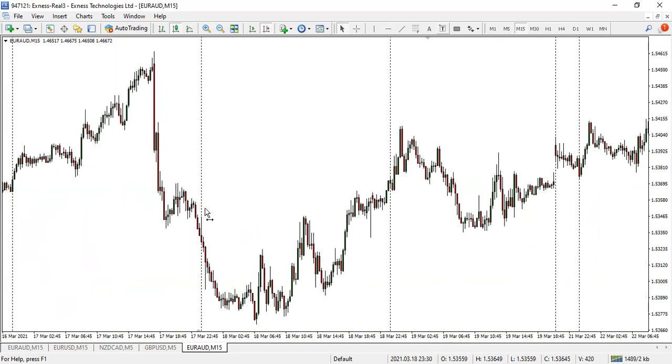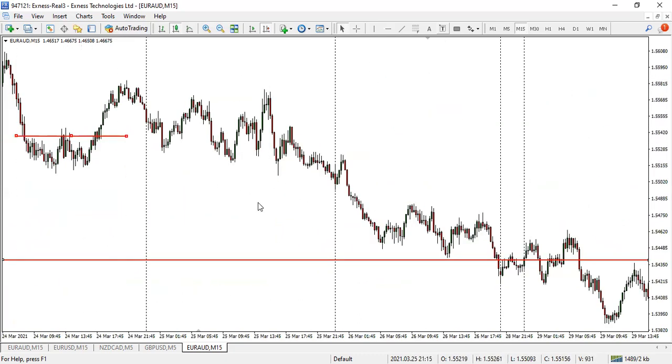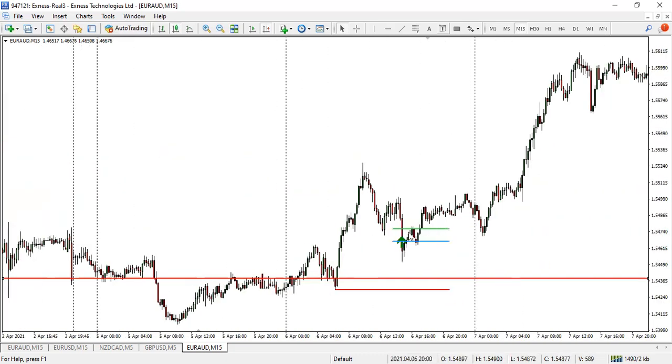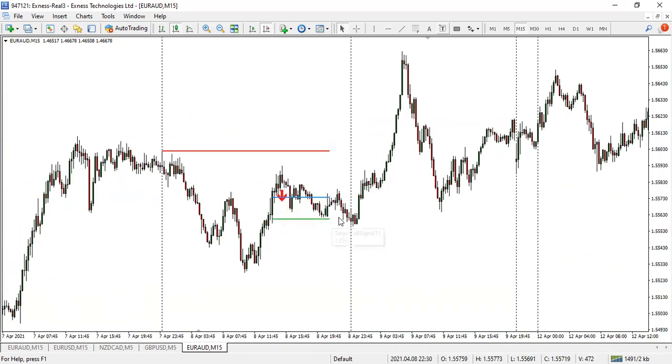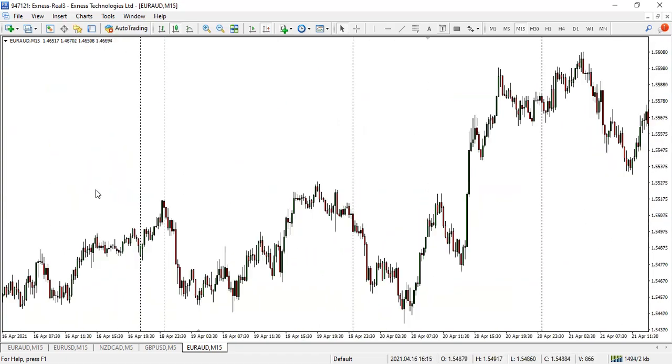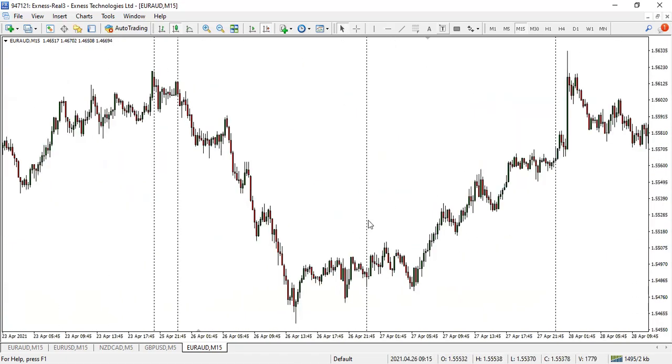You can see another buy, it touched the green line. Another sell, it touched the green line. You can see it touched the green line. This is the 15 minutes time frame, we are going to go to a higher time frame to see it.